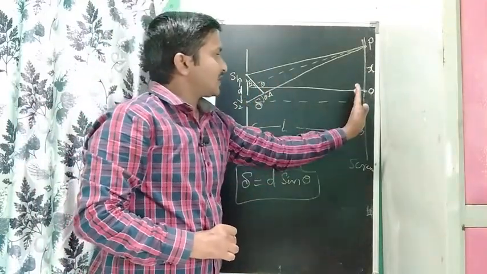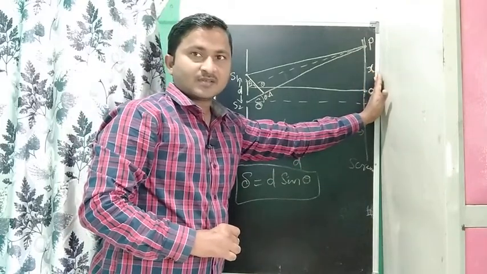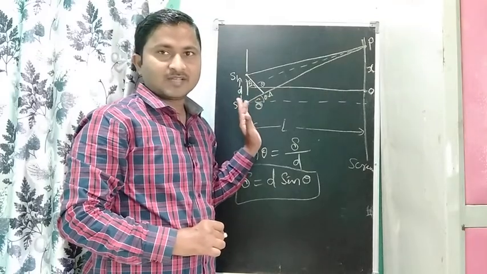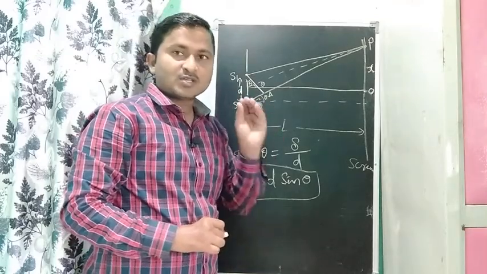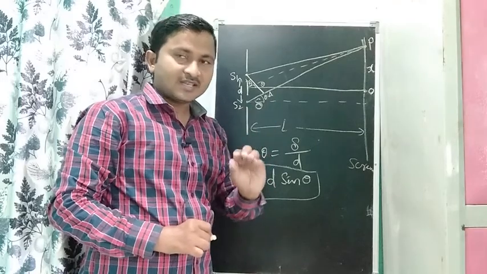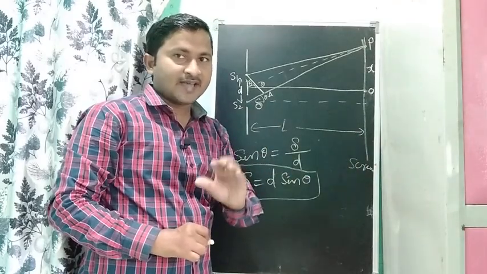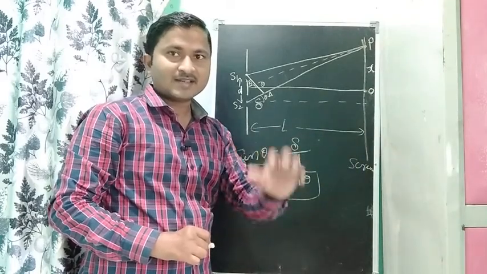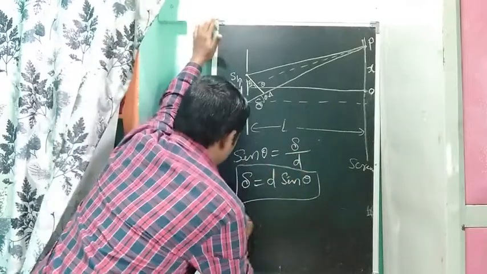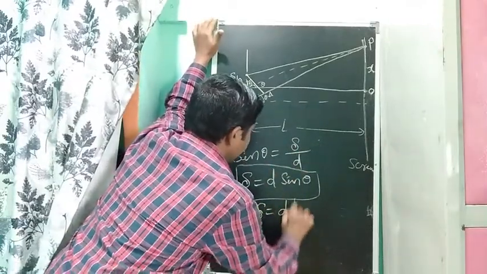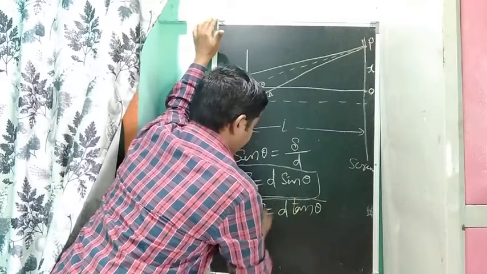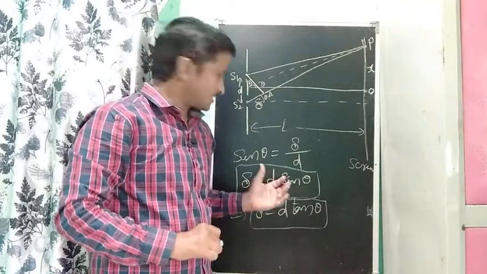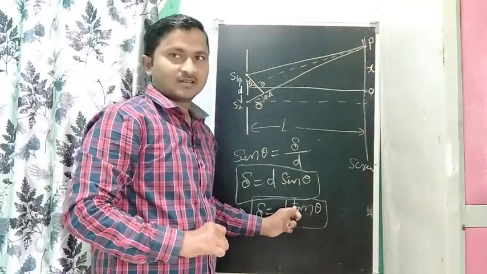Suppose the screen is at a large distance, then this angle theta becomes very small. We know that for smaller values of theta, sin theta is nearly equal to theta and tan theta is nearly equal to theta. So from that we can write sin theta is nearly equal to tan theta. Therefore the path difference delta equals d into tan theta, because for smaller values of theta, sin theta is nearly equal to tan theta.